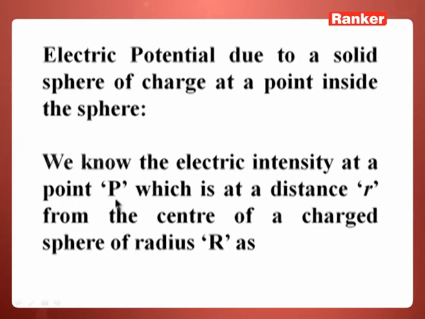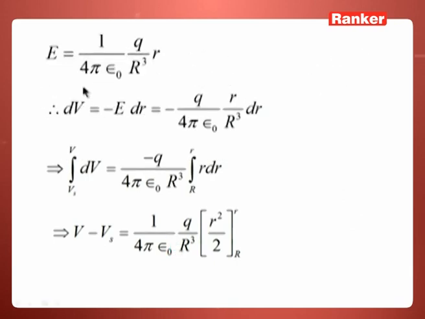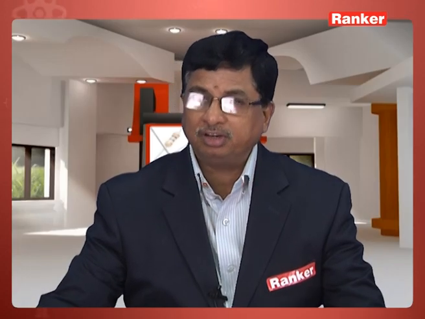We know the electric intensity at a point P, which is at a distance small r from the center of a charged sphere of radius R, as E is equal to 1 by 4 pi epsilon naught, small q small r by capital R cube. What is capital R here representing? It is the radius of the entire sphere. And what is the small r representing here? It is the distance to the point inside the sphere that has been considered.